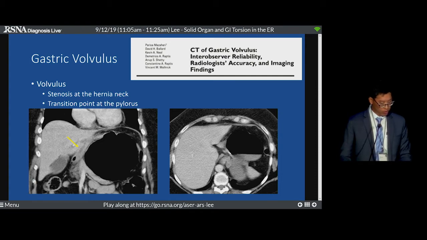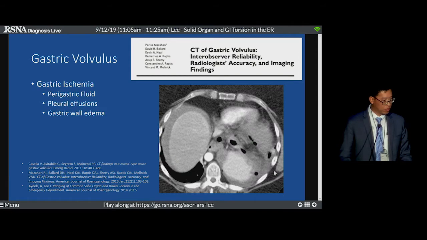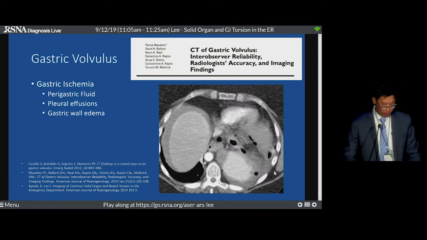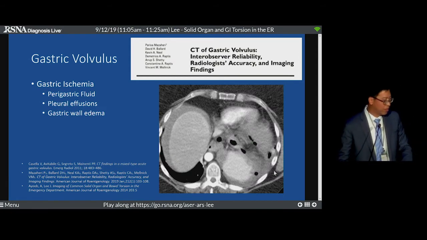Unfortunately, this was not reported as volvulus, and the patient returned about a week later with frank perforation and gastric ischemia. Unfortunately, this patient passed away prior to definitive management, but we can use this case to learn about some of the signs associated with gastric ischemia pointed out by that previously mentioned study. They found that perigastric fluid, pleural effusions, and gastric wall edema were present in some of those cases that indicated ischemia.